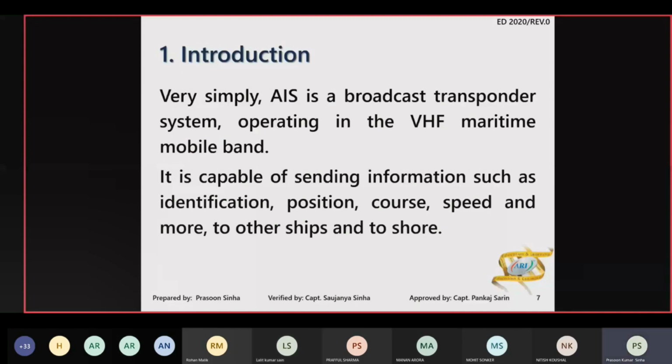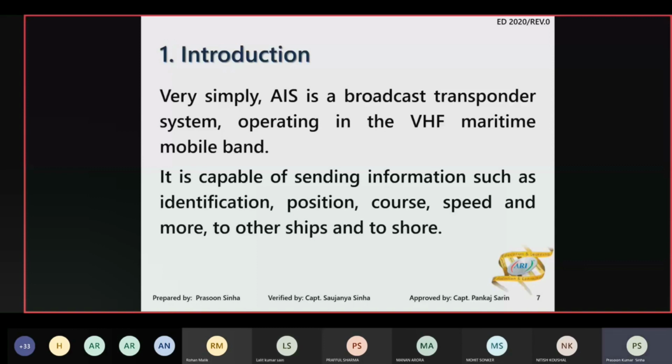एक तो ये broadcast करता है. That means once data is transmitted, it is transmitted for anybody. किसी के पास receiver हो तो वो receive कर सकता है. Like we have FM broadcast, like FM radio 98.3 Mirchi and Radio City and Radio Fever and whatnot. These are all broadcast. So it is transmitted from the station. If we have a receiver, we can listen to it. Similarly, AIS is also a broadcast system, but a transponder system as well.